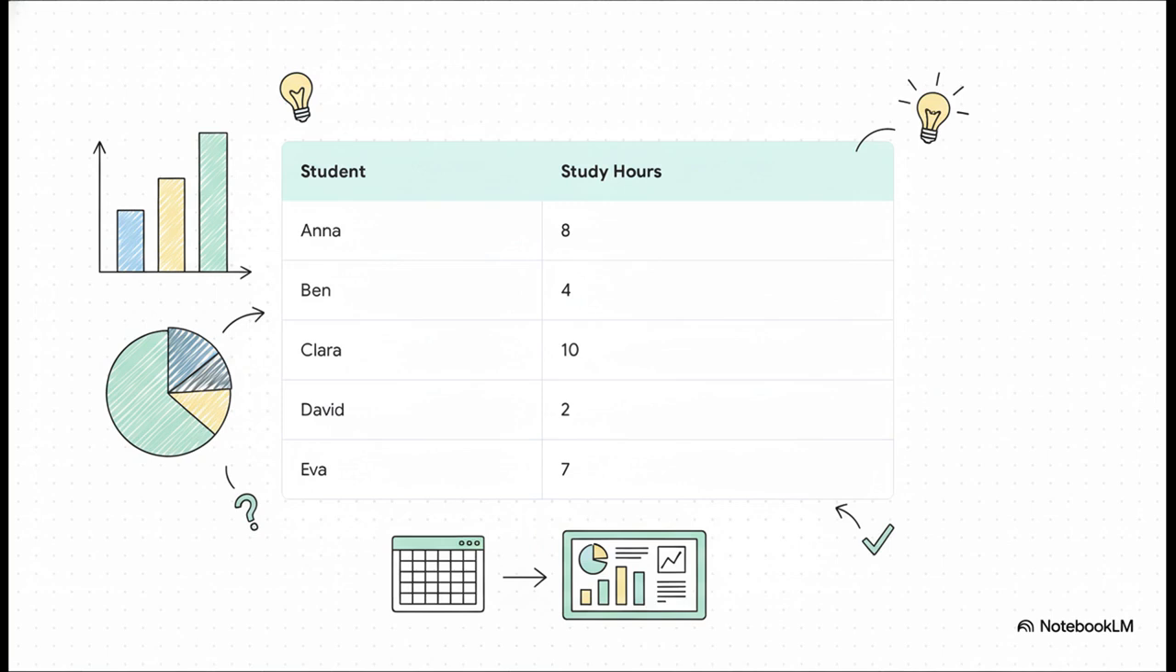Every detail is right there. If you want to look up exactly how long one specific person studied, it's great. But what if you wanted to see who studied the most or the least? You'd have to scan every single row, wouldn't you? It takes a second.